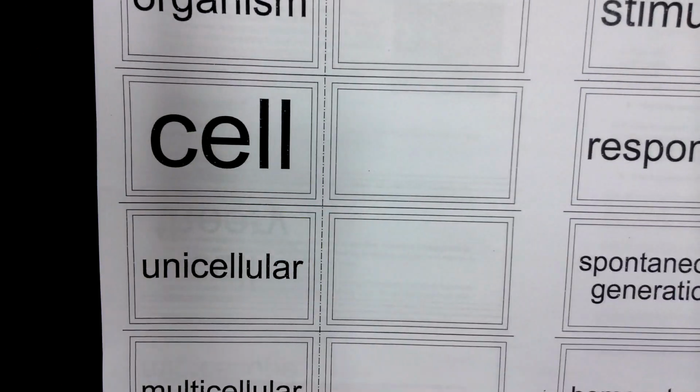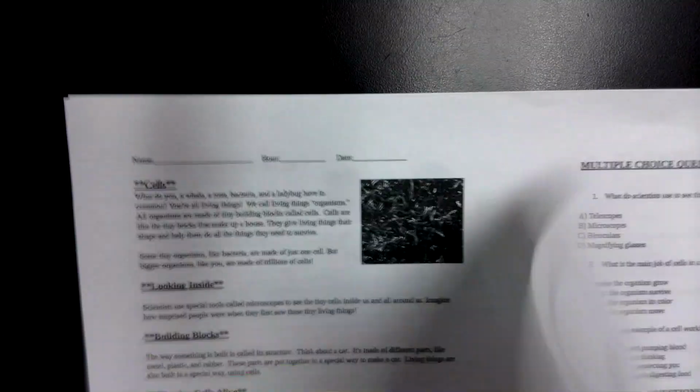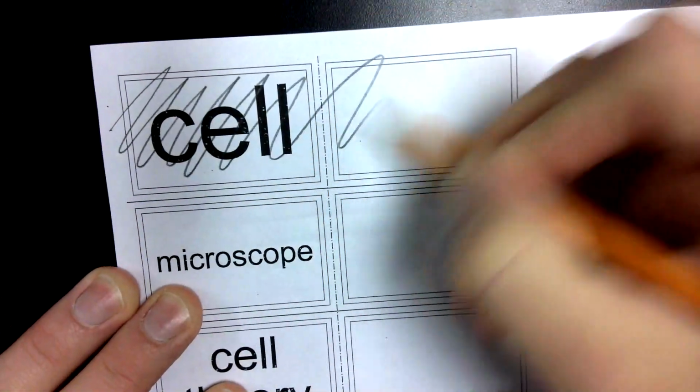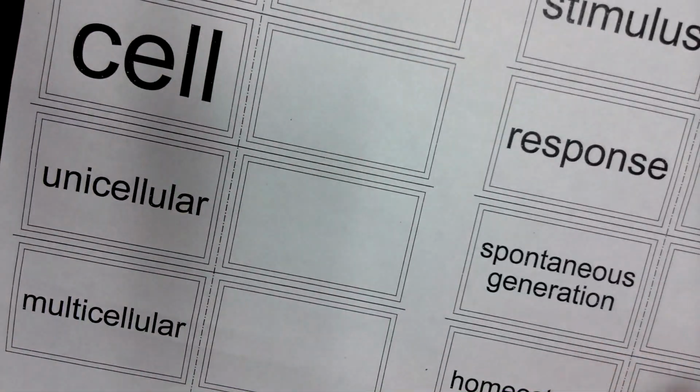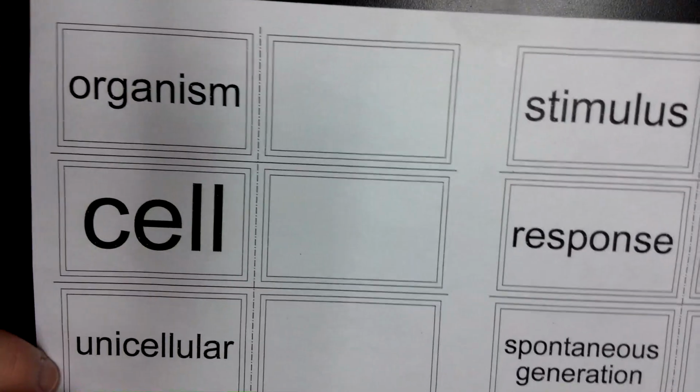The first thing I need you to do is, we have cell on the front page, but we have a cell on the back page, so just cross through the second one because you don't need it. Okay? And then you're going to need a highlighter too, so make sure you have one. And let's do some writing.